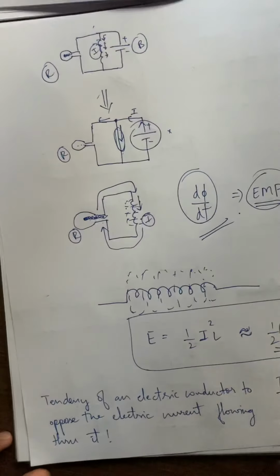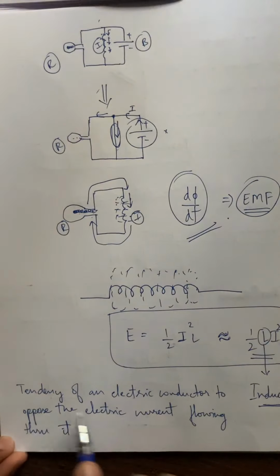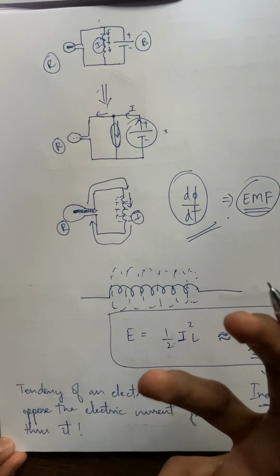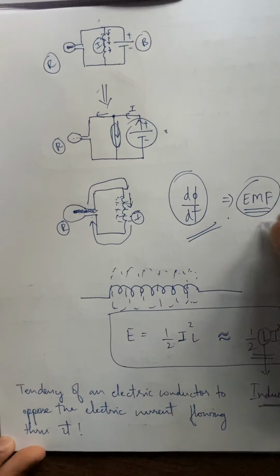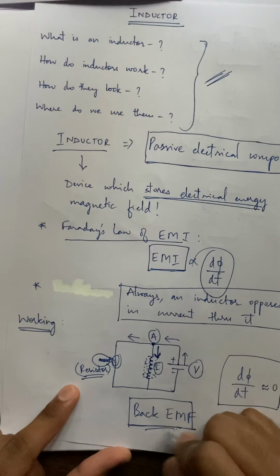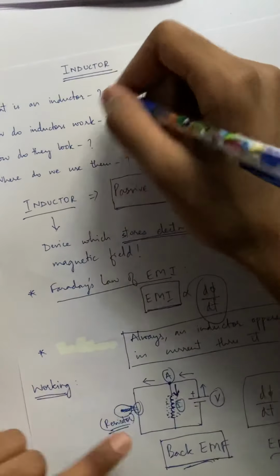But now here, look at this. The tendency of an electric conductor to oppose the electric current flowing through it. And why does it oppose the electric current flowing through it? It opposes due to the back EMF that is developed in the inductor. Okay, that answered our third question too.